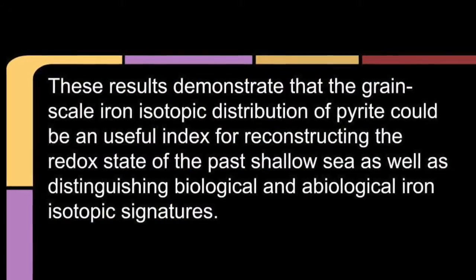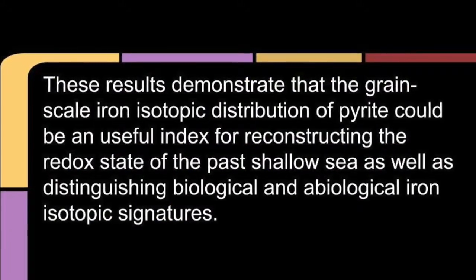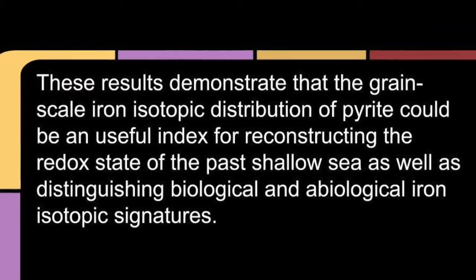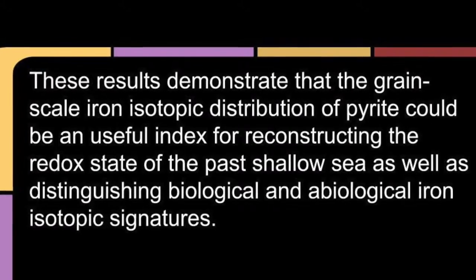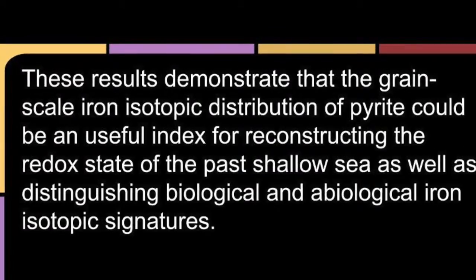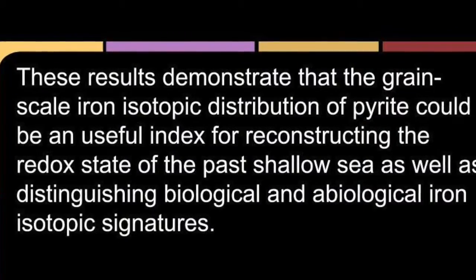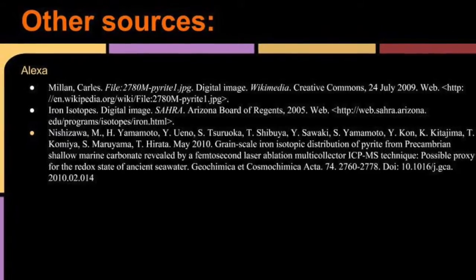These results demonstrate that the grain-scale iron isotopic distribution of pyrite could be a useful index for reconstructing the redox state of the past shallow sea, as well as distinguishing biological and abiological iron isotopic signatures.